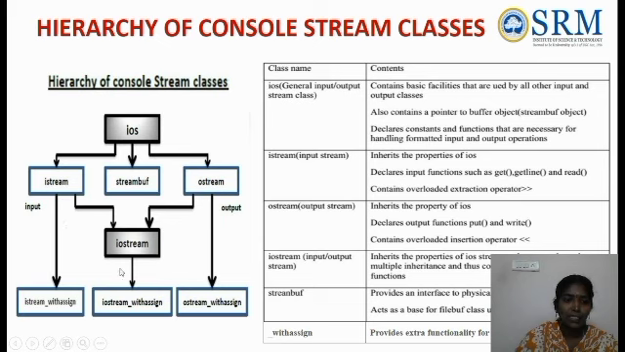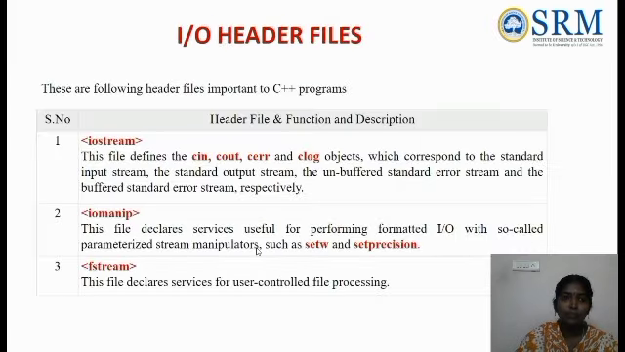istream, iostream, and ostream have the child classes named istream_withassign, iostream_withassign, and ostream_withassign respectively. This withassign class, a child class, is used to provide extra functionality for assignment operations.